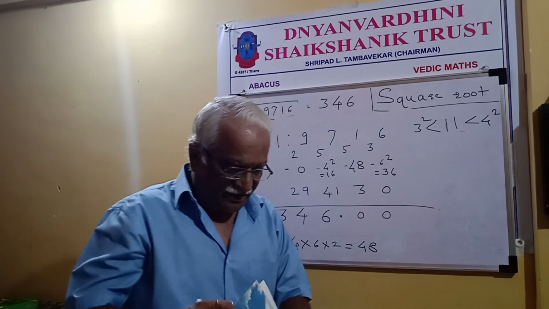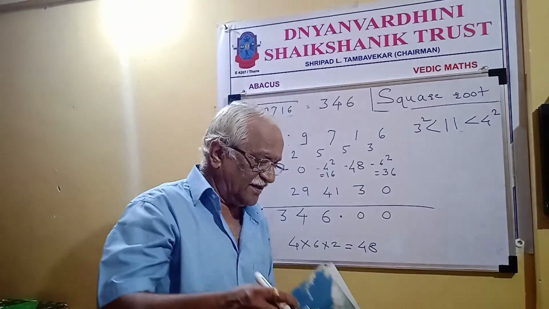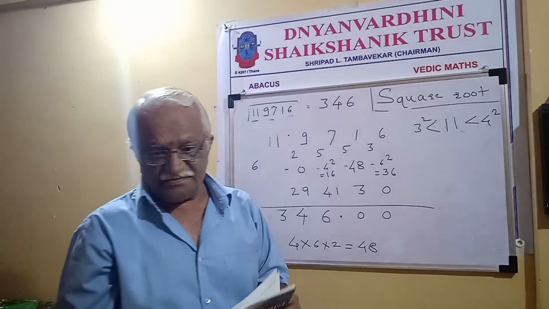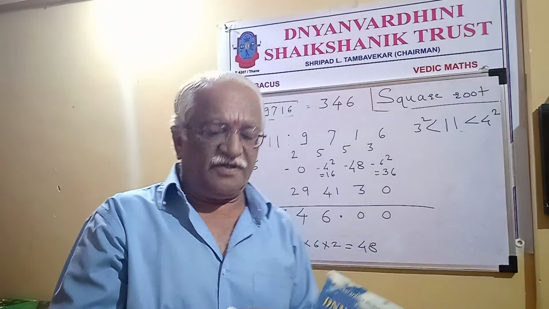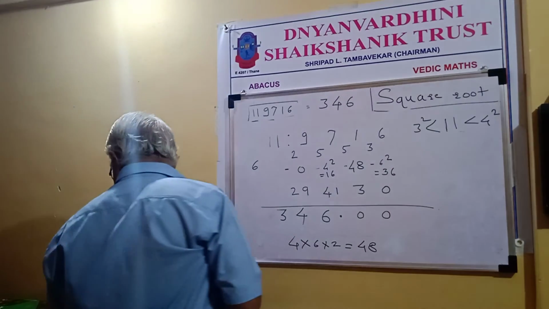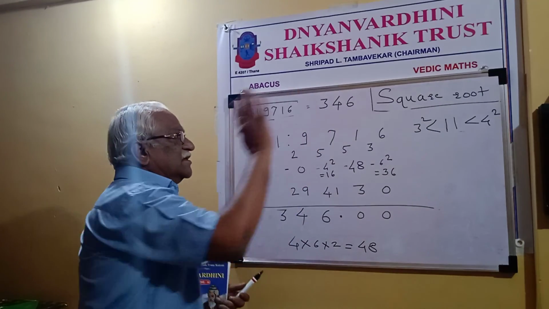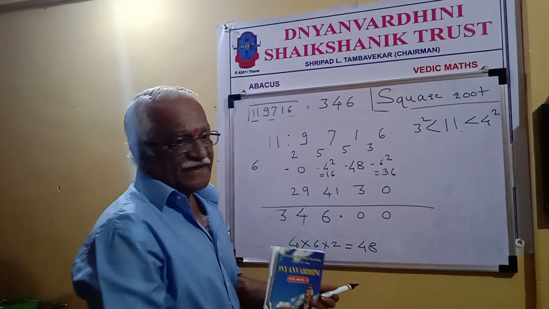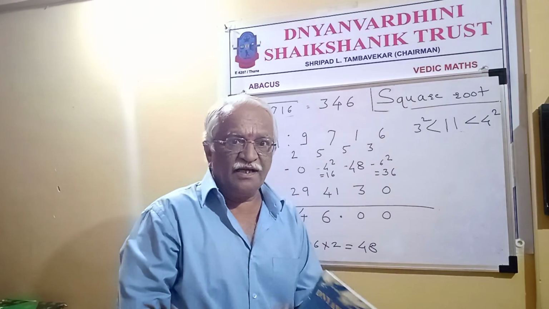So students, we have here learned the square root of 2 digits, 4 digits. Like that you can carry out by taking many examples.